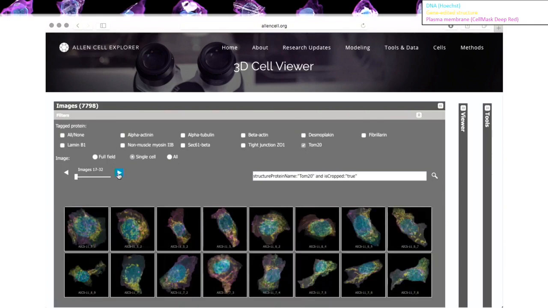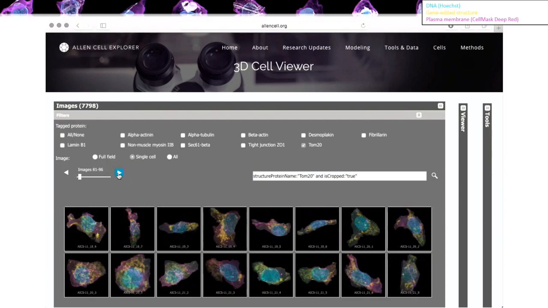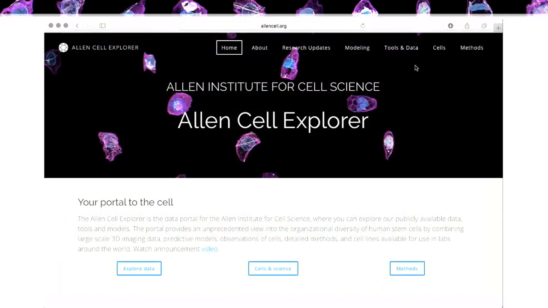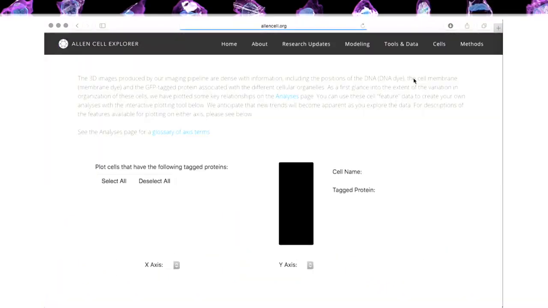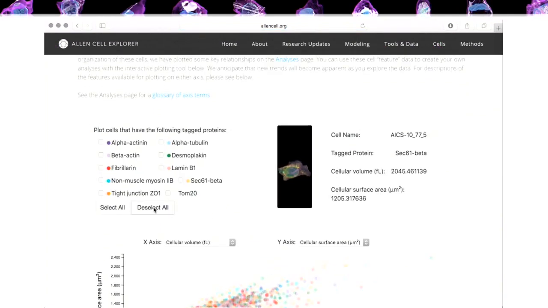Even if we just look at the image gallery and don't go into more detail in the cell, I hope you can appreciate the large variation we see in cell morphology, where the nucleus is, and where the structure is that we tagged. One of the questions that came up is, where does all this variation come from? One potential glimpse of an answer is when we go into our interactive plotting tool, where you can plot multiple features against each other.